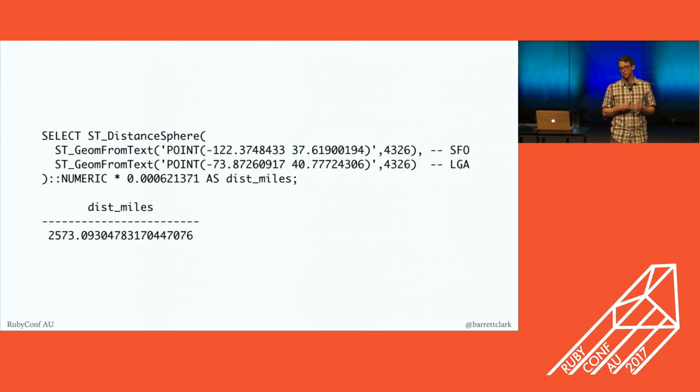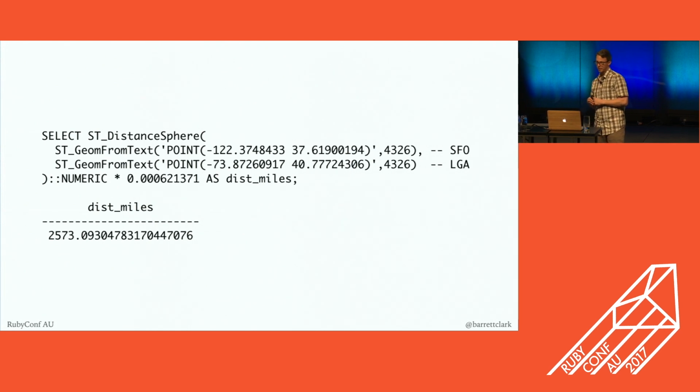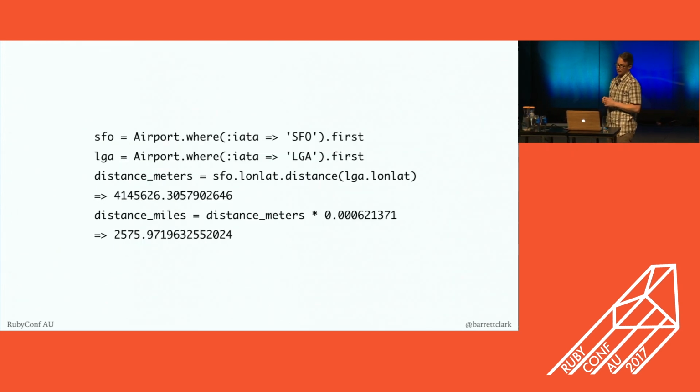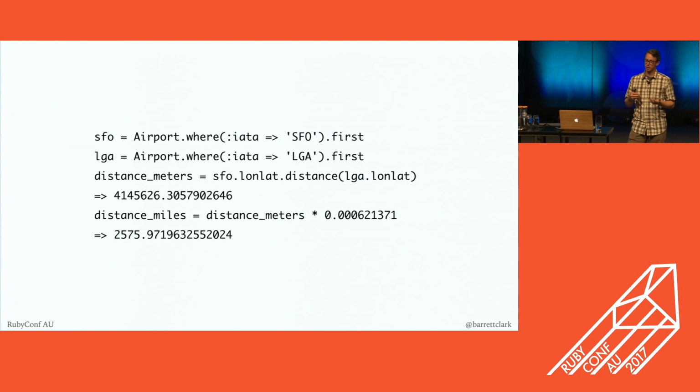This is how, using the regular SQL spatial function, we can calculate distance as the crow flies. This is from the San Francisco Airport, SFO, to LaGuardia in New York. ST_DistanceSphere takes into account the curvature of the Earth and the position of the points on the Earth. We can also do that just in Rails using the PostGIS adapter.